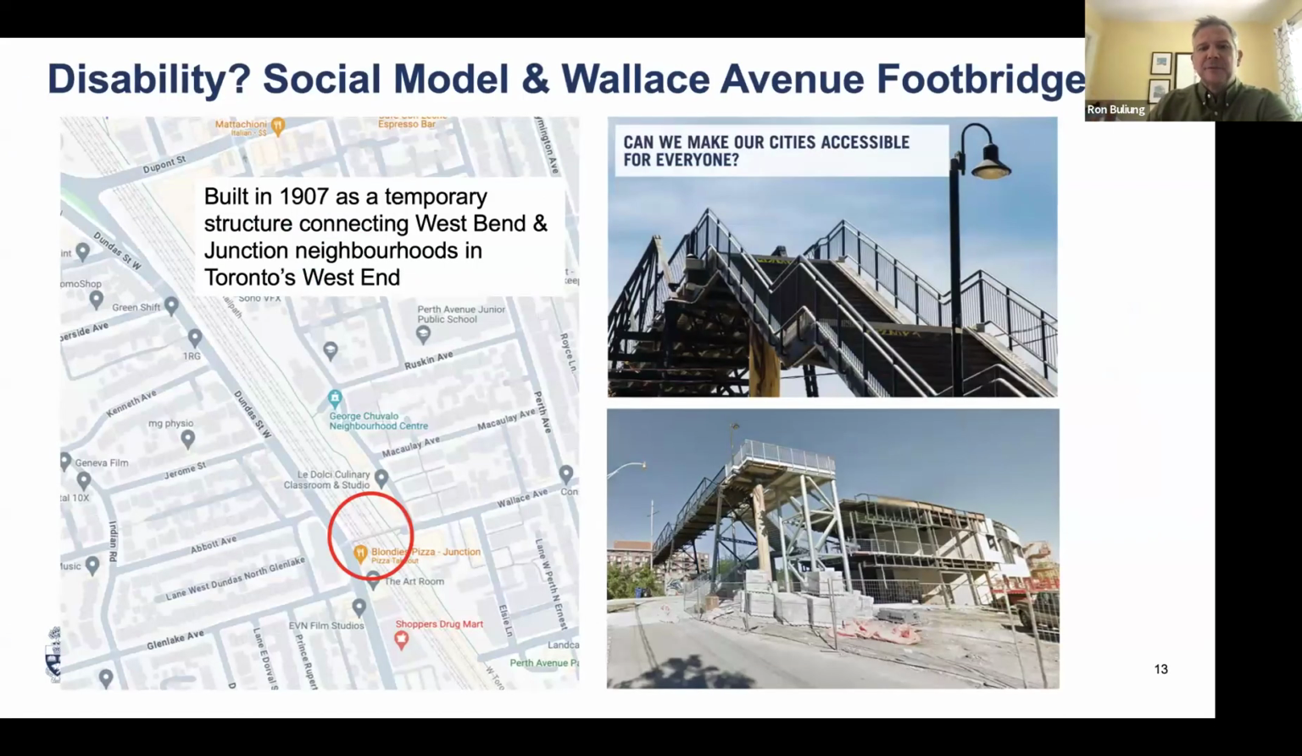As a social model example, I like to use this particular piece of infrastructure in the west end of Toronto. This is the Wallace Avenue footbridge, which was built in 1907 as a temporary fix to connect these two neighborhoods. It never got torn down, and I'm grateful for that. It's quite an interesting piece of pedestrian infrastructure. However, if you're in a wheelchair, with a physical disability, it presents an insurmountable barrier, the steps and so on. So you can't really use this facility.